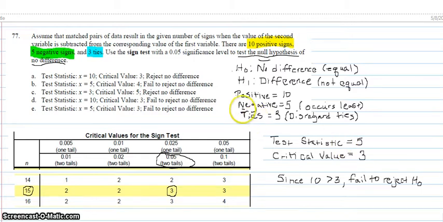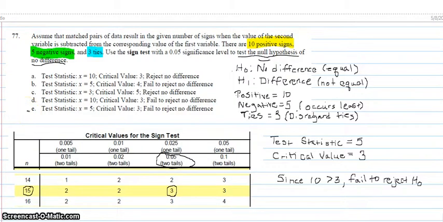So let's look at our choices again. Choice A has a test statistic of 10. That won't work. Choice B has a test statistic of 5, okay, that's okay so far. Critical value 4. Well, that's not going to work. We said our critical value was 3. Choice C, our test statistic is 3. Well, that's not right. We said it was 5. Choice D, test statistic of 10. That won't work. We said it was 5 because remember your test statistic is the sign that occurs the least.